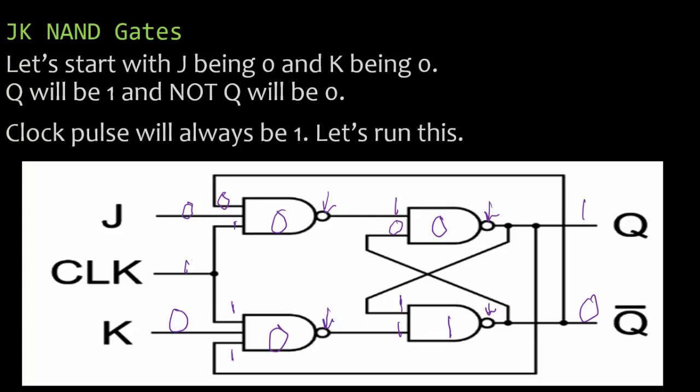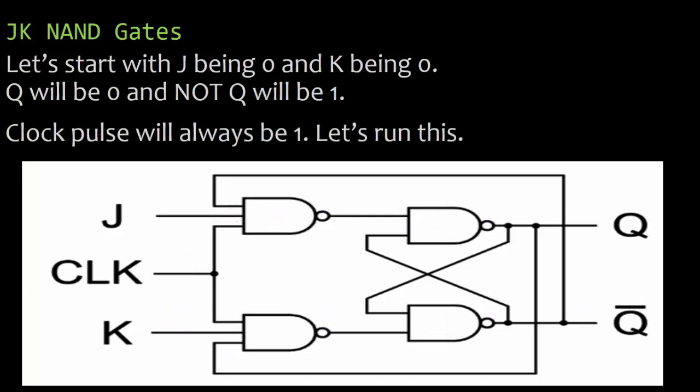All right, the clock pulse is always going to be 1. But what if J is 0, K is 0, but this time Q is 0 and not Q is 1? What's going to happen here? So let's go ahead and run J first. It doesn't really matter. You can keep running it till it balances out.